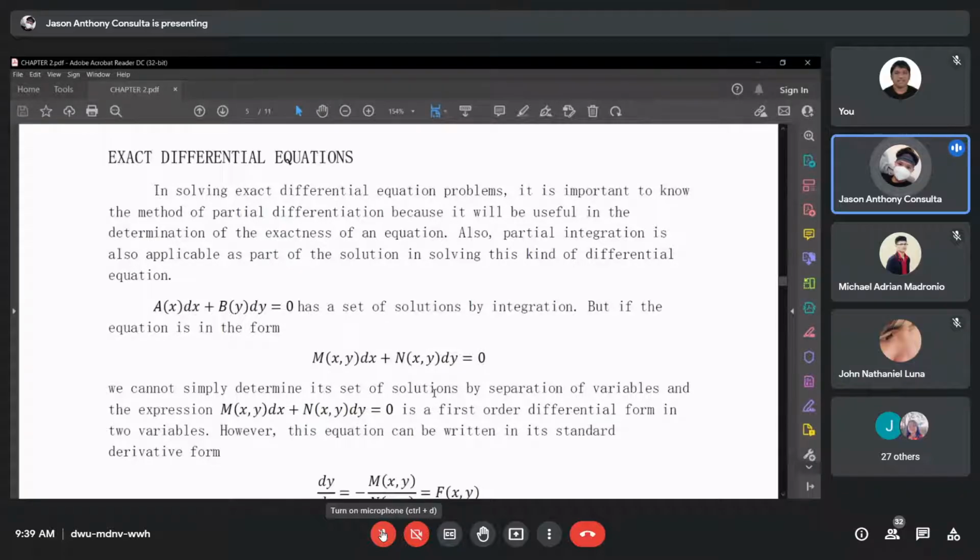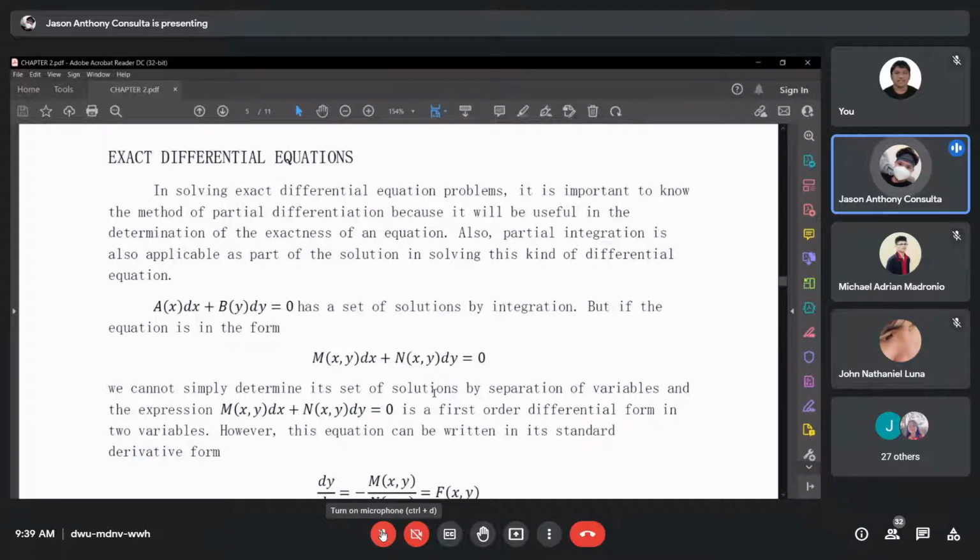the same siya class ng form ng homogeneous, but hindi siya homogeneous. Hindi equal yung exponents ng mga variables niya when you add it. Pero same the M(x,y) dx plus N(x,y) dy. We can simply determine its set of solution by separation of variables.